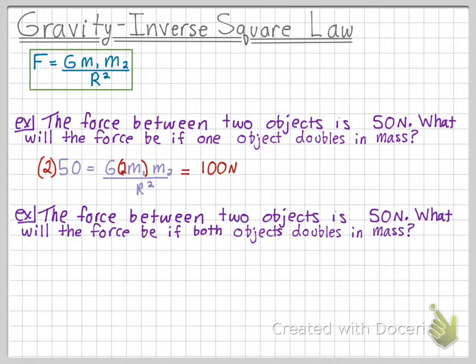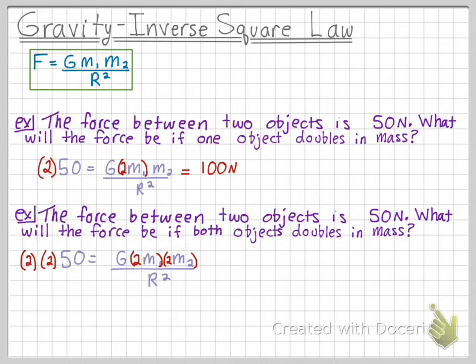Let's do another question. The force between two objects is 50 newtons again. What will the force be if both objects double in mass? Now this time we have this original equation again. If we double one mass, we have to put a 2 next to one of the masses, and that means we'll have to put a 2 next to the 50 to balance the equation, just like we did in the problem before. And then we have to double the other mass, which means we have to put another 2 on the left side to keep the equation balanced.